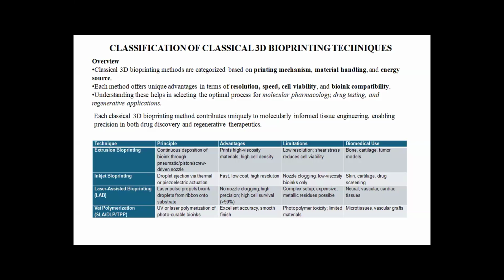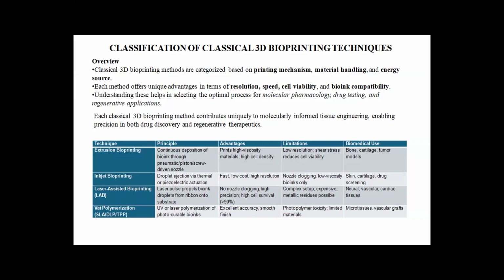Third is laser assisted bioprinting. In this approach, a focused laser beam is used to transfer tiny droplets of the bioink onto a receiving surface, offering high accuracy and viability. Fourth is photopolymerization based bioprinting, also known as stereolithography. This technique mainly uses UV light and visible light to solidify the photosensitive bioink layer by layer, forming highly detailed and complex tissue structures.